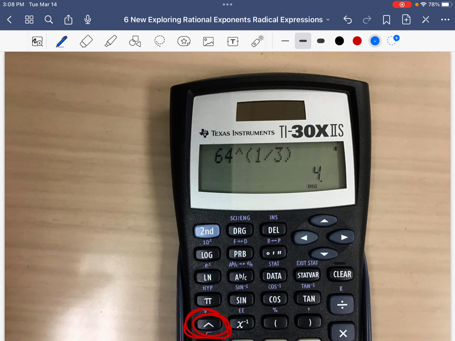Now, the whole point behind this is that you guys understand that you can have an exponent that's a fraction, and it actually comes out to be an actual number. Try the rest of them. Make sure you can punch those in.